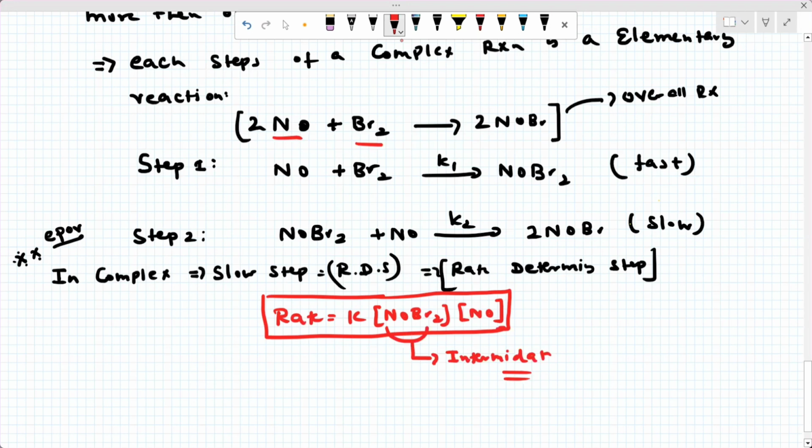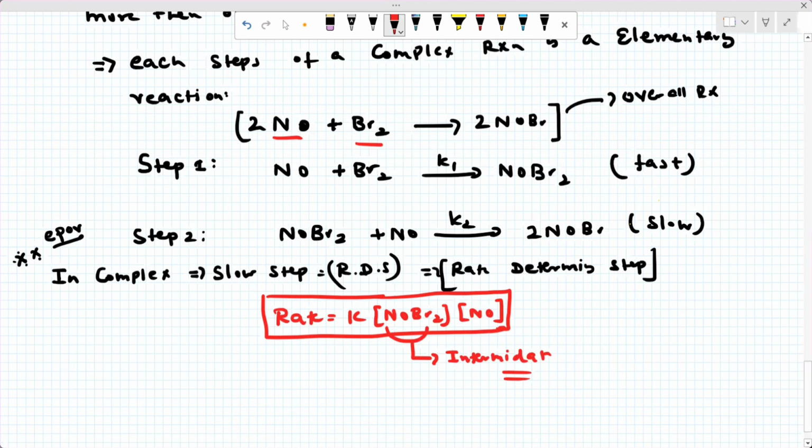Now I'm going to apply two approaches. First one, steady state approximation, and second one, equilibrium step. You got the point. What is the use of SSA? The rate law contains only stable species. Suppose it contains an intermediate, we have to change the concentration of the intermediate to stable species concentration, based on two approaches: one is the equilibrium approach, one is SSA. Now I'm going to discuss them one by one.